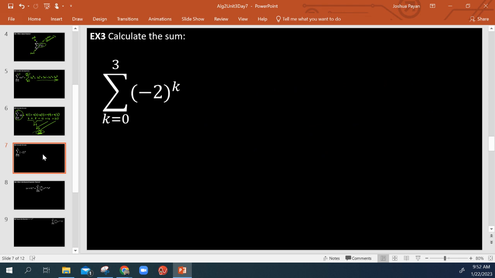Okay, last example for this video. So we're going to calculate this sum. This one's going to be a little bit uglier just because we have this negative here, right? But nothing really changes. So starting at 0, ending at 3. So we're going to say negative 2 to the 0 plus negative 2 to the 1 plus negative 2 to the second power plus negative 2 to the third power.